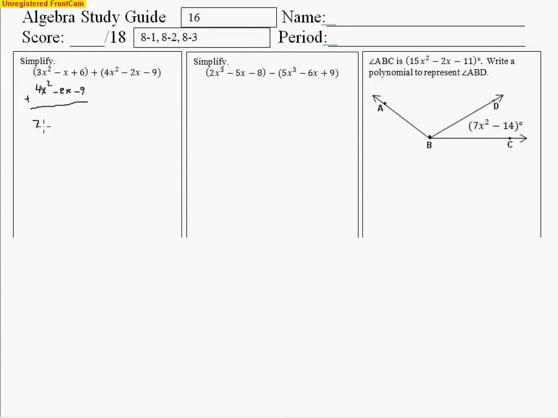3 and 4 make 7x squared. Then I have negative 1x, negative 2x make a negative 3x. And then I have 6 and negative 9 make minus 3. And there is our answer.